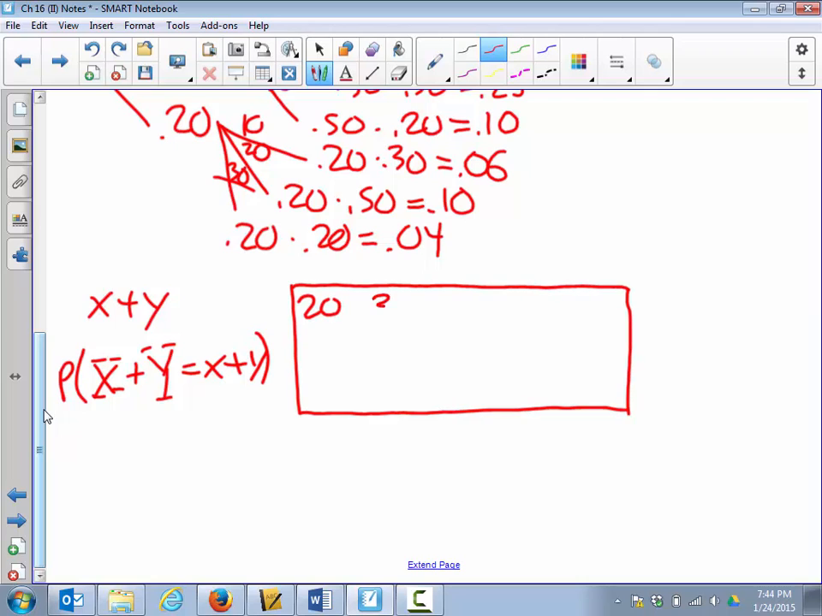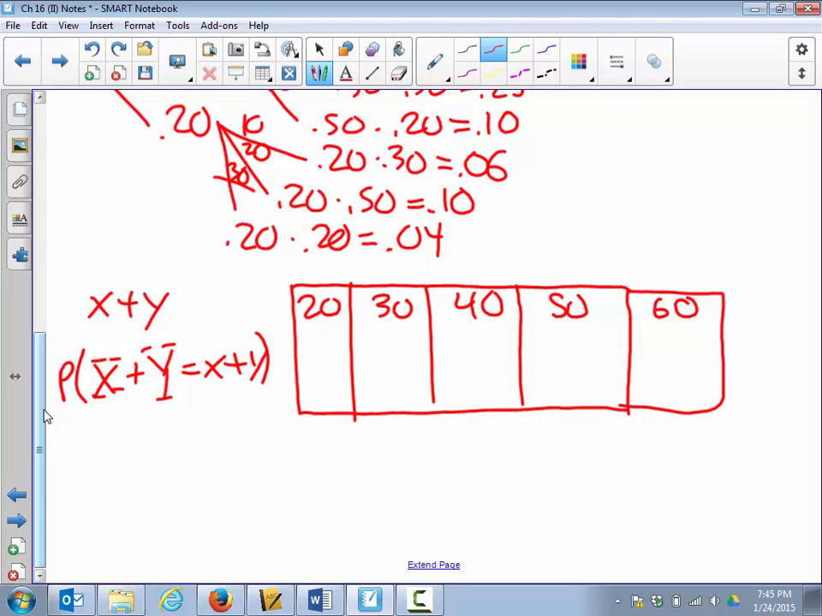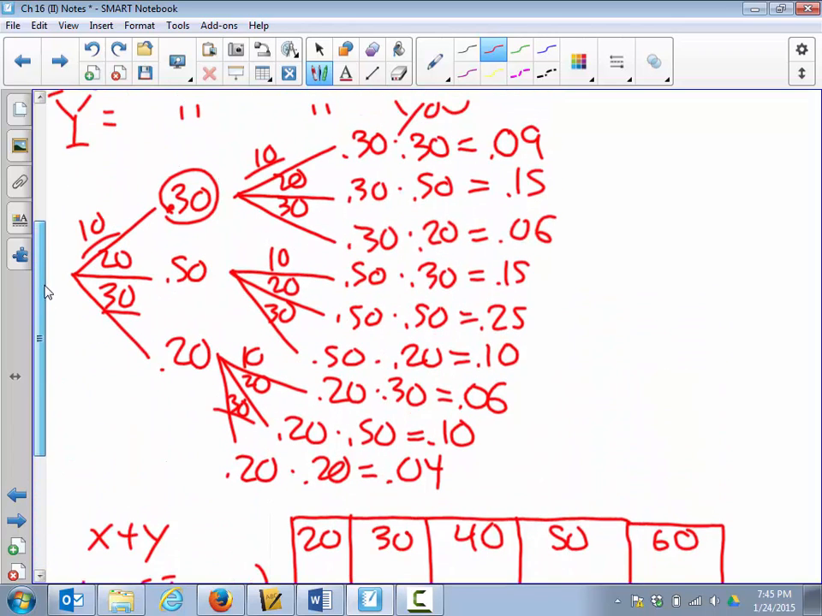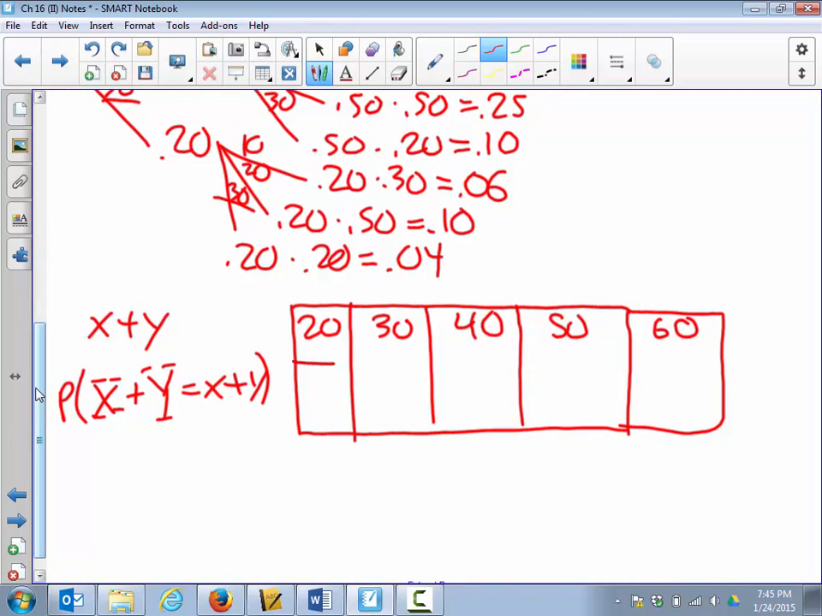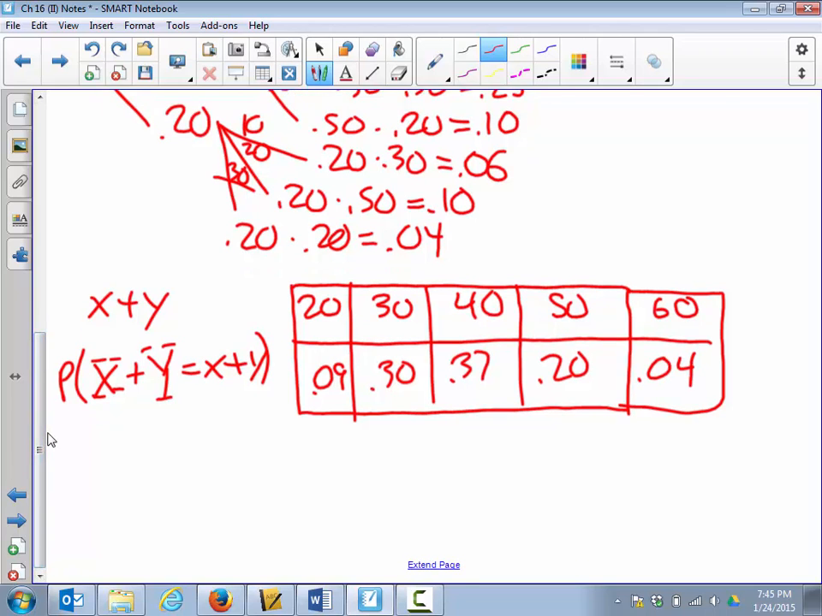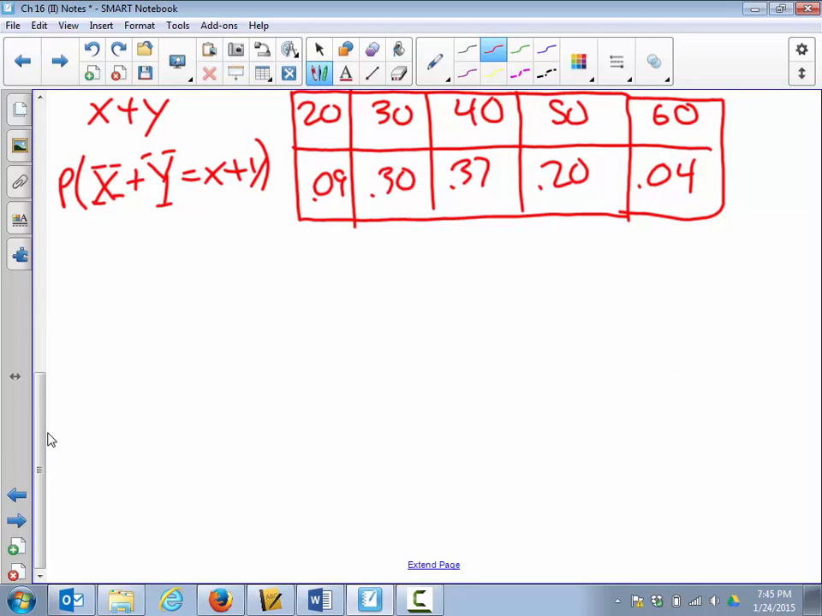All right, so my model looks like the following. It goes from 20 to 60, so we've got 20, 30, 40, 50, 60, with probabilities, I'm just finding wherever I've got totals of $20, 30, 40, 50, or 60: 9% for the first, 30%, 37%, 20%, and 4%. Okay, so that's the hard work.